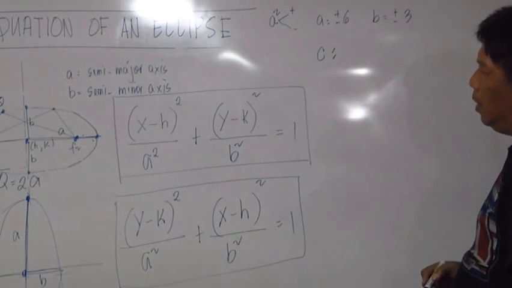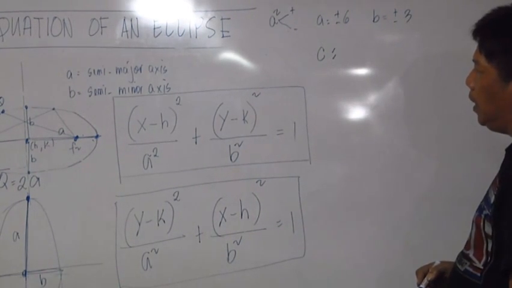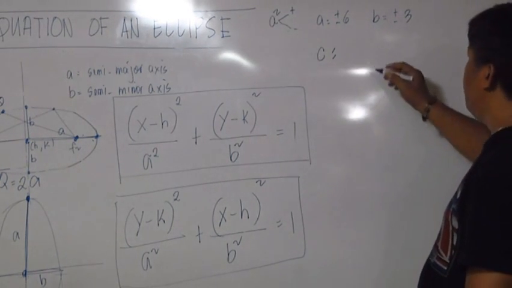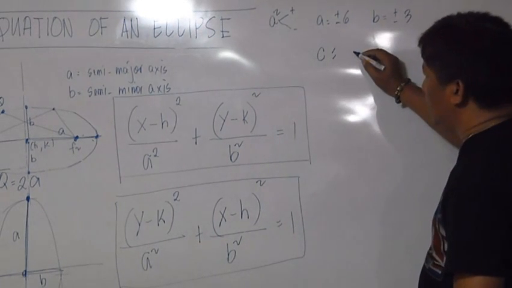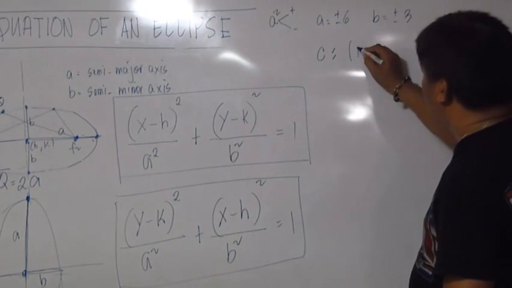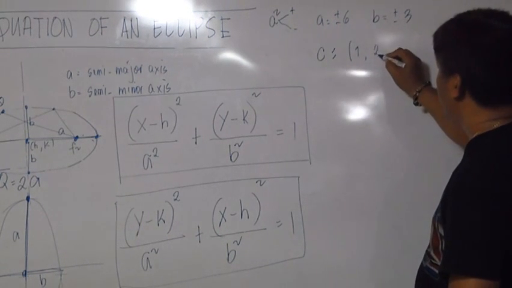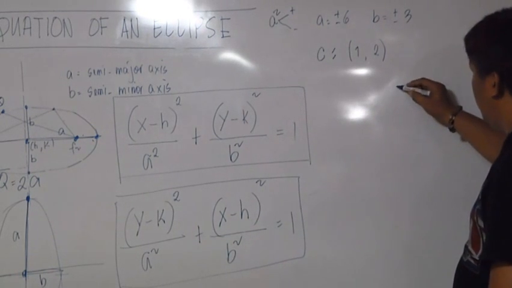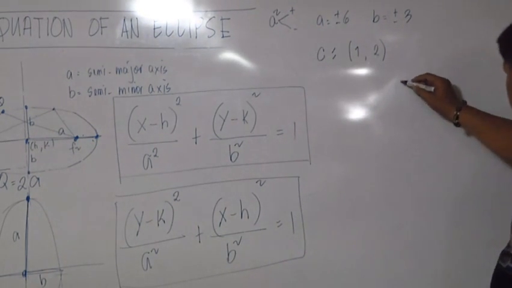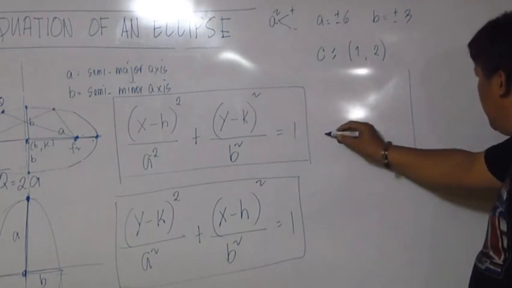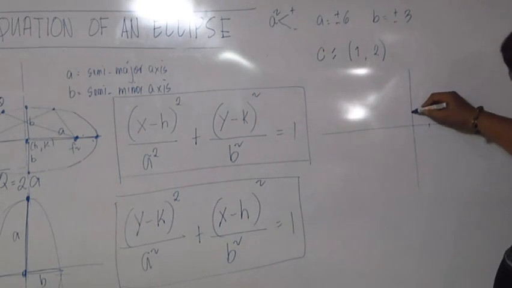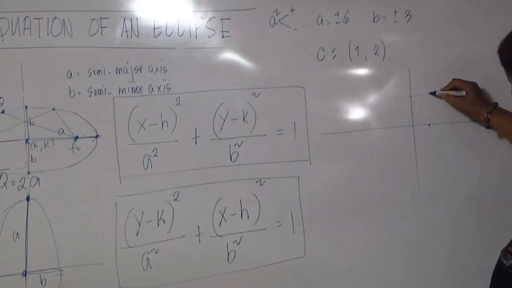The center of the ellipse, let us say, is 1 for x and 2 for y. Positive 1 for x, positive 2 for y. Meaning it is just in this form: positive 1 and positive 2. So the location of the center of the ellipse is at this point.